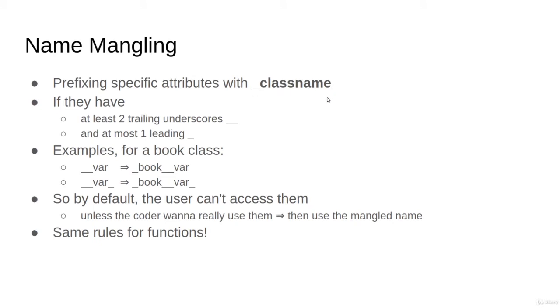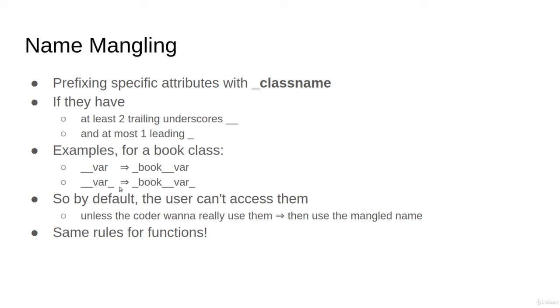So name mangling is all about prefixing the attributes with underscore class name. It happens if you have the following features in your name. I think I swapped. It should be two leading underscores and at most one trailing underscore. So, for example, if you have something with two underscores before it, it will be changed to this name. If it has two underscores before and one after, it will be changed to this name. But remember, it's at most one after. If you have two underscores after it, it will not be mangled.